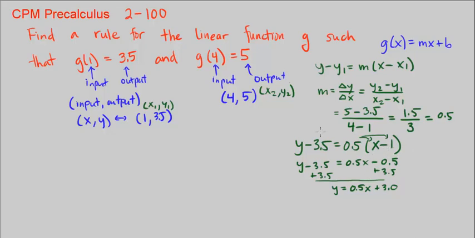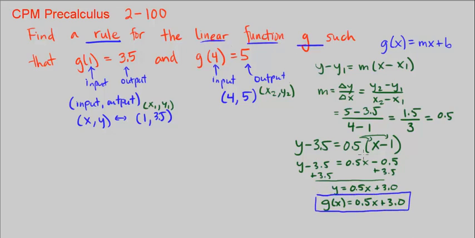Okay? So what does this tell us? This tells us that our g of x, now instead of y, the name of our function is g, so g of x is equal to 0.5x plus 3.0. Okay? So this here, let's box the answer, is the rule for a linear function g. This rule means go ahead and give me an equation. So that is the equation of our function g.